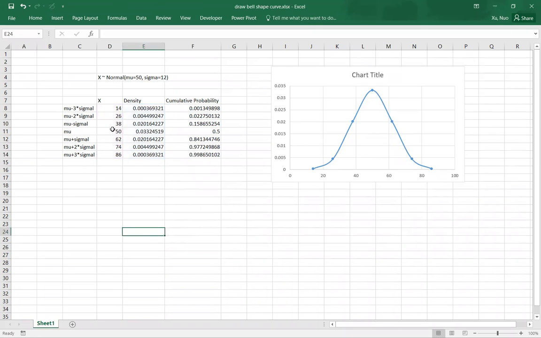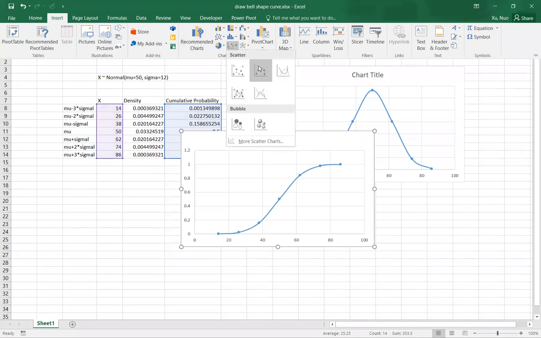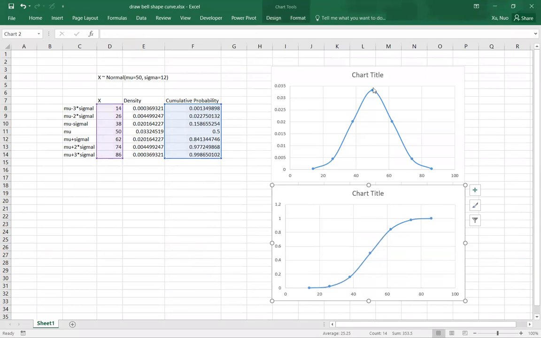And we can do the second sequence of points by selecting the X values. And here I want to press control, so I can select a non-adjacent column to be used as the y-axis value. Now I will go to insert and then do a scatter plot. Now this is the density function and this is the cumulative probability.